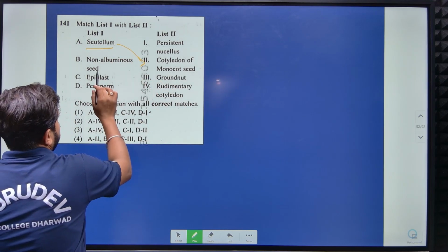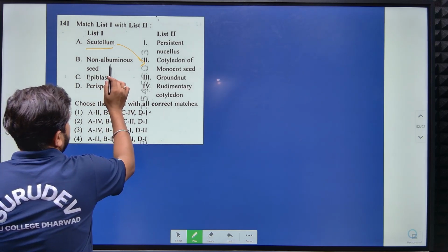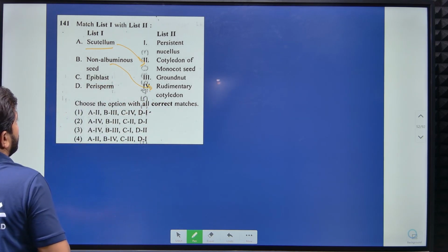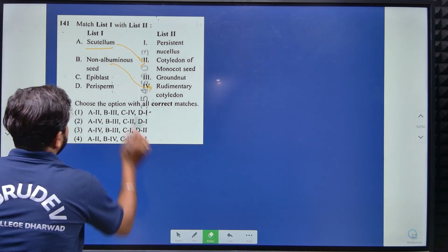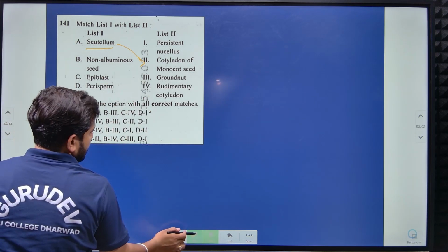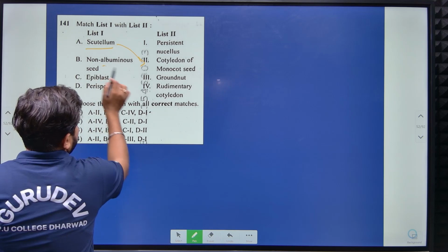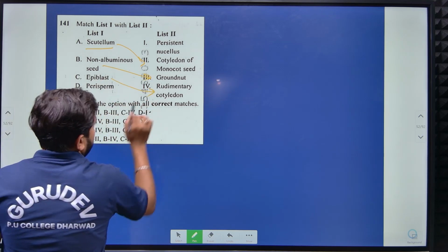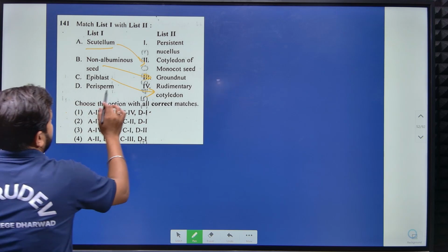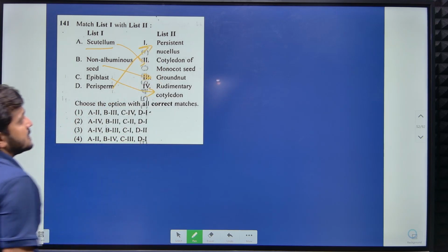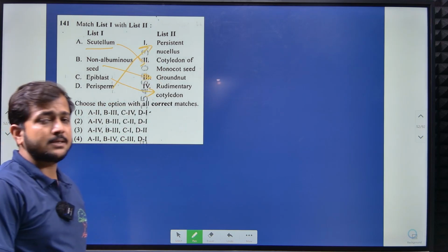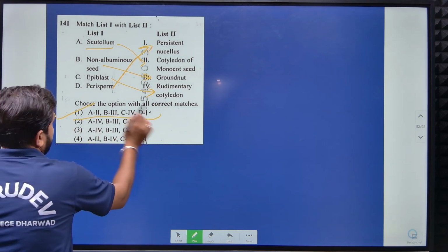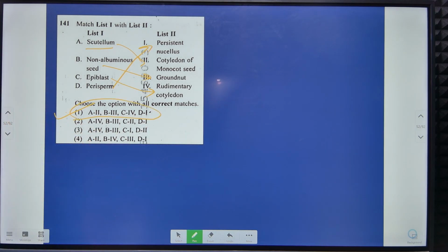The non-albuminous seeds, if I consider, we are going to find out that is nothing but the groundnut. Then epiblast is nothing but rudimentary cotyledon. Perisperm is nothing but persistent nucellus. Perisperm is a persistent nucellus. So according to that, option 1 is correct. So option 1 is correct, right?